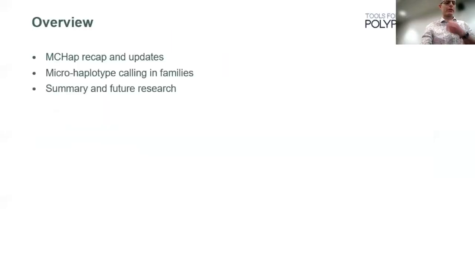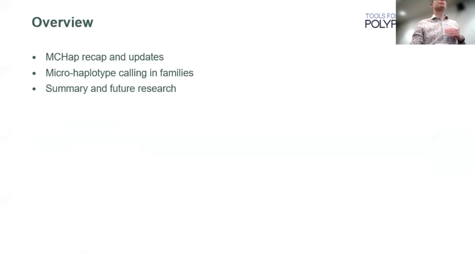Okay, so this is going to be a little bit of a recap. It's a slightly awkward talk, so I've talked on this topic at the last two meetups. So I'm going to start with a brief recap of MCHAP, which is the tool we've developed, what it does in broad strokes, and then I'm going to give some brief updates on what's been improved in it since the last meeting, and then I'm going to go into a more advanced topic, which is around strategies for assembling microhaplotypes and calling microhaplotypes in families.